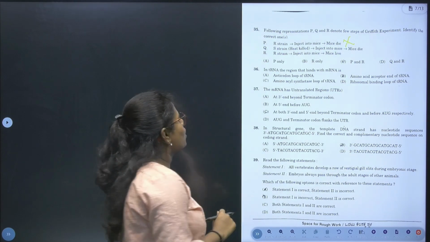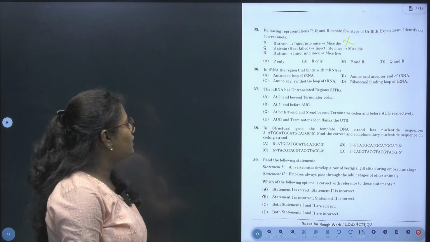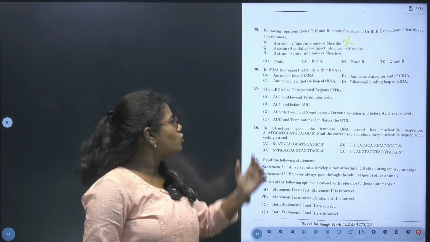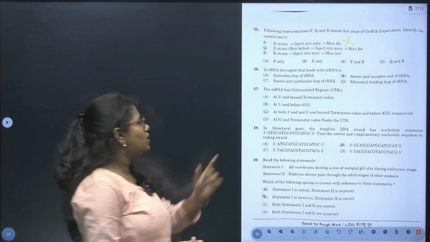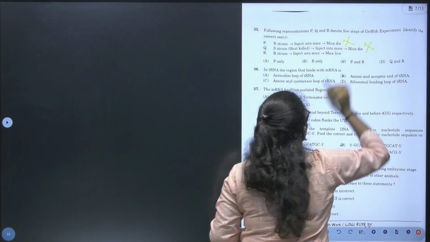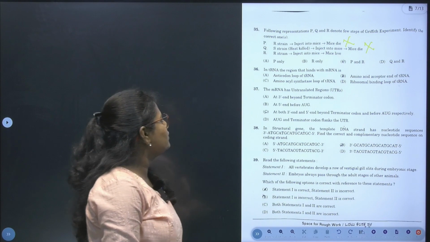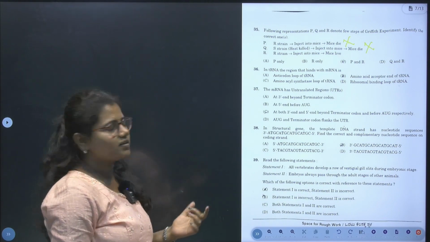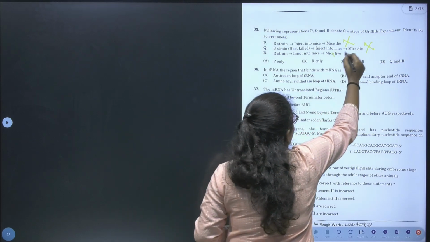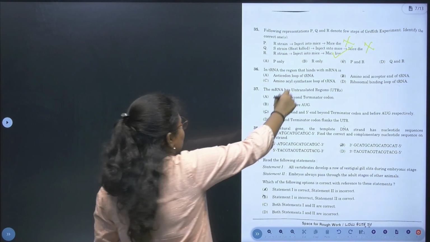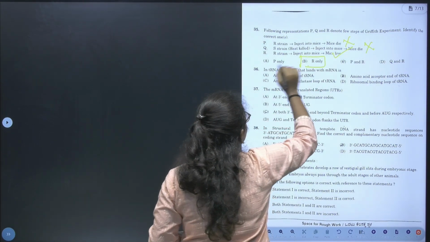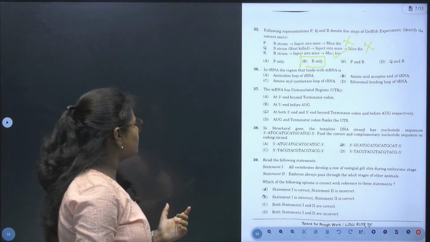So this is the wrong statement. S strain, heat killed, injected into mice, mice die. No, once we heat kill the S strain, that also becomes a non-virulent form. So even Q is also a wrong statement. R strain, injected into mice, mice live. Yes, because R was a non-virulent strain. So the correct answer here is B. That is only R is the correct statement.